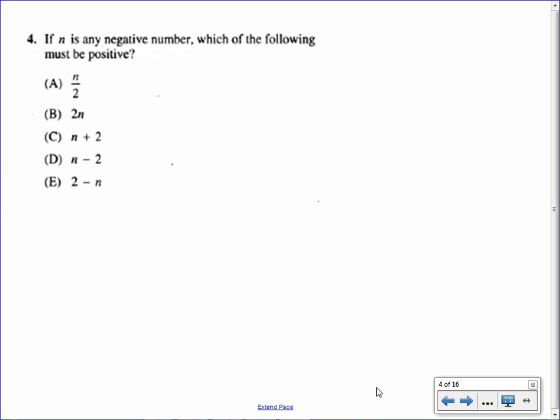This is test 7, section 9, question 4. So it says, if n is any negative number, which of the following must be positive? So for must be true questions, it doesn't mean which of these things could be true some of the time. It means it has to always be positive. Okay, so let's just make up some numbers that will test in these different scenarios.